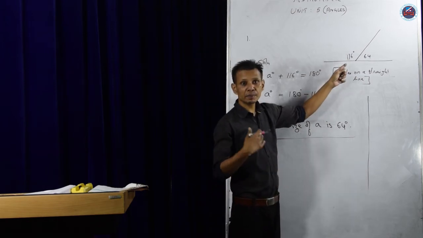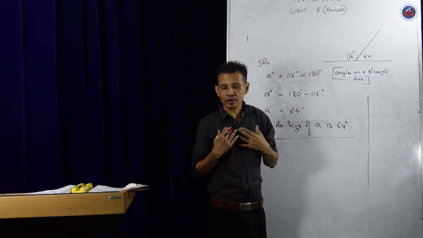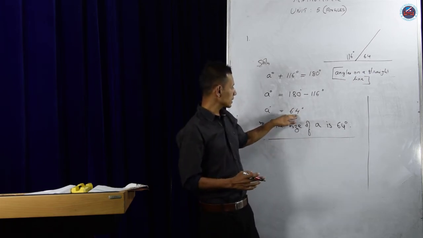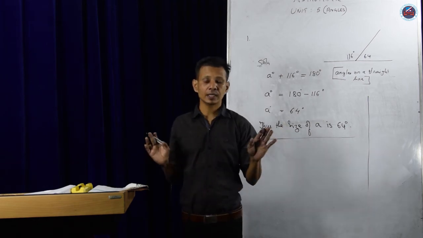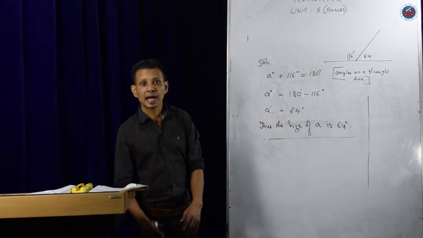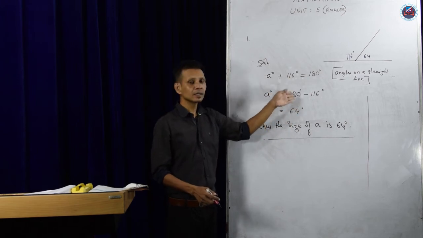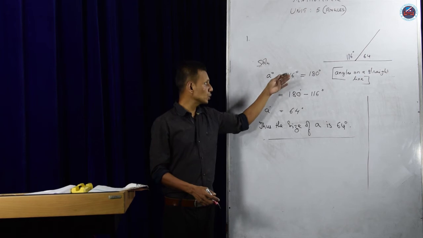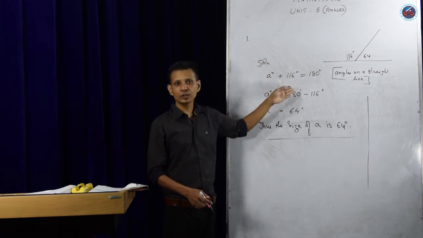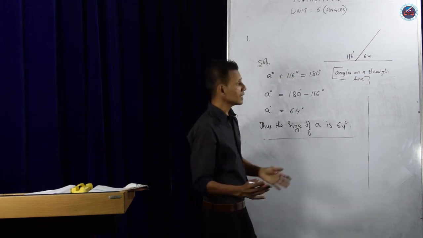So let's add up and check. If I get 180 degrees, yes, my answer is correct. If I don't get 180 degrees, I have made a mistake somewhere. A silly mistake, a calculation mistake. So I have to go and check again where I made the mistake. Is that okay? Let's check.